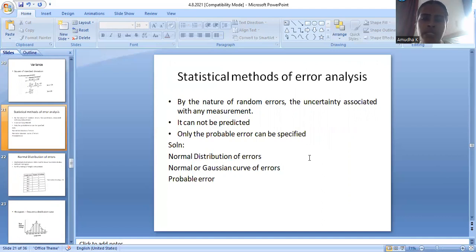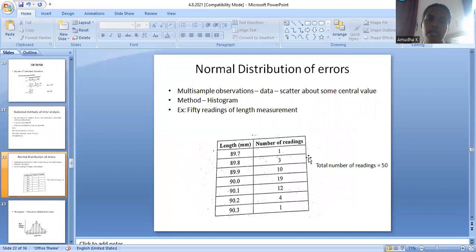Okay, so in the statistical method of error analysis, by the nature of random errors, the uncertainty associated with any measurement cannot be predicted. Only the probable error can be specified. The solution for this is the normal distribution of error, a normal or Gaussian curve of error, and probable error analysis. From this we can analyze the error and come to a conclusion. So here, in multi-sample observations, we gather the data and it is scattered about some central value.